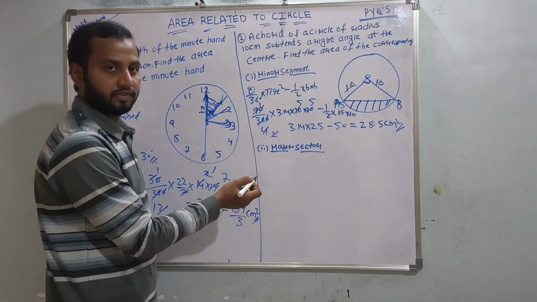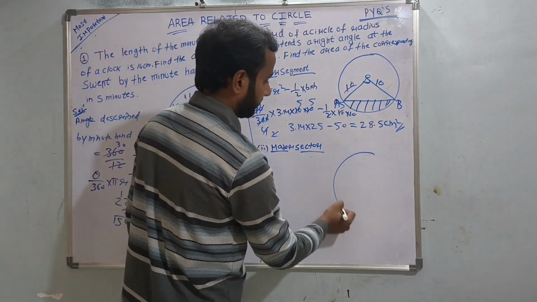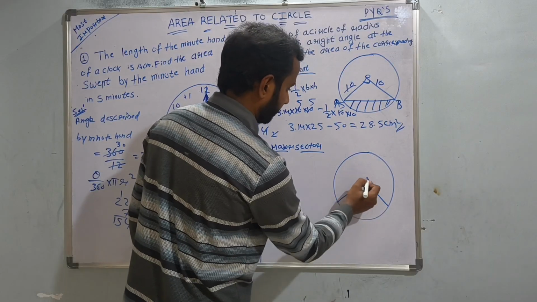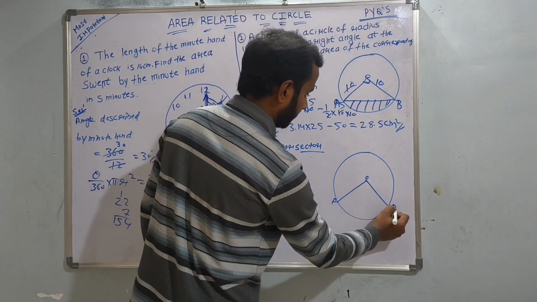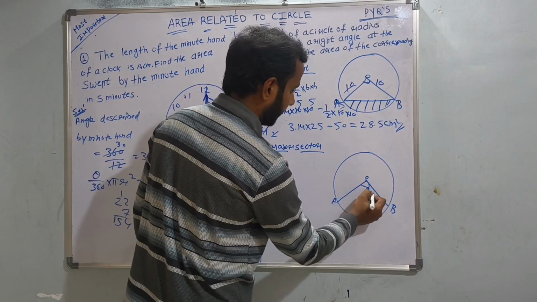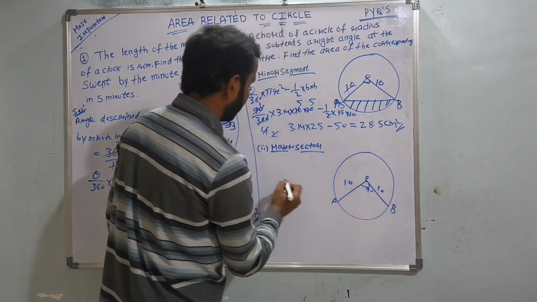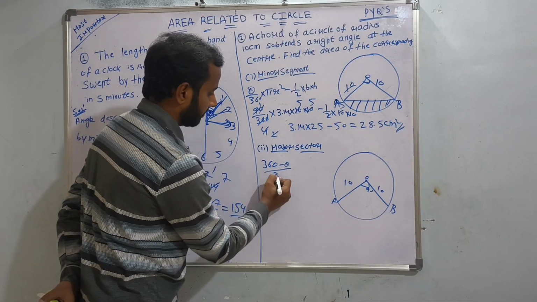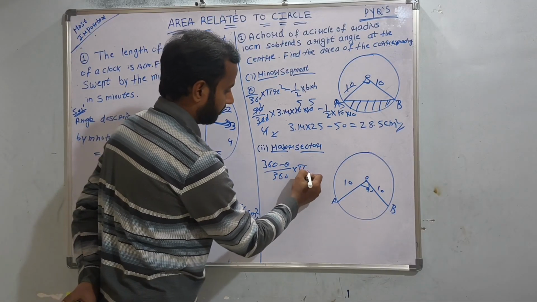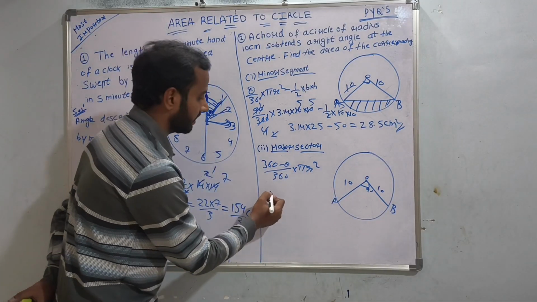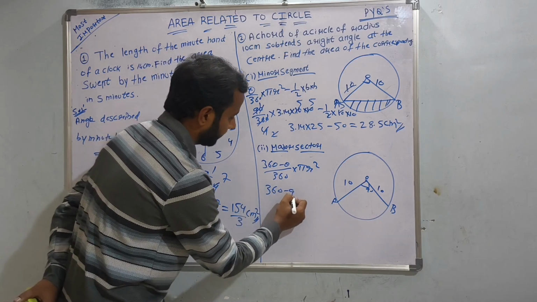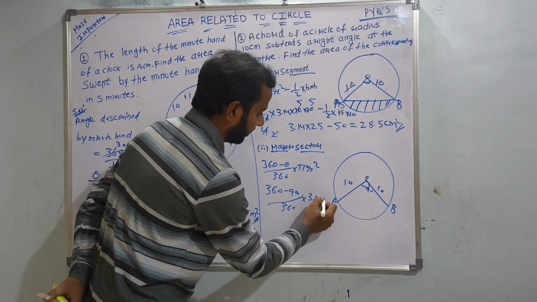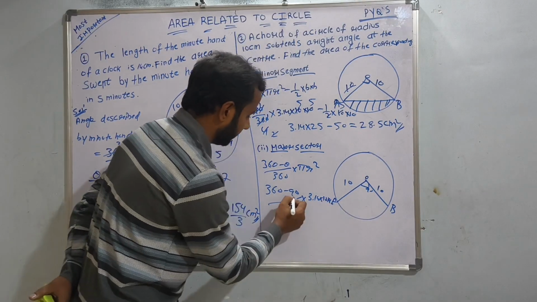Now, to find out the area of the major sector, the angle is 90 degrees and the radius is 10. The major sector formula is (360 minus theta) by 360 into pi r square. Theta value is 90 degrees, and pi value is 3.14 into 10 into 10.